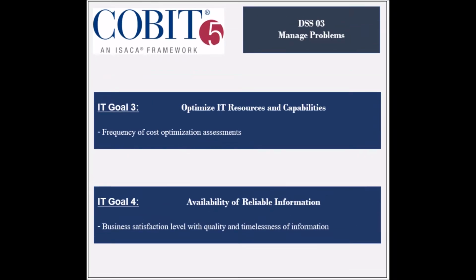The third supported goal is to optimize IT resources and capabilities. Its achievement is measured by the frequency of cost optimization assessments, and by the business satisfaction level with IT costs and capabilities. The fourth goal is to ensure the availability of reliable information. Its achievement is measured by the business satisfaction level with the information quality, and by the number of business incidents caused by the lack of information.